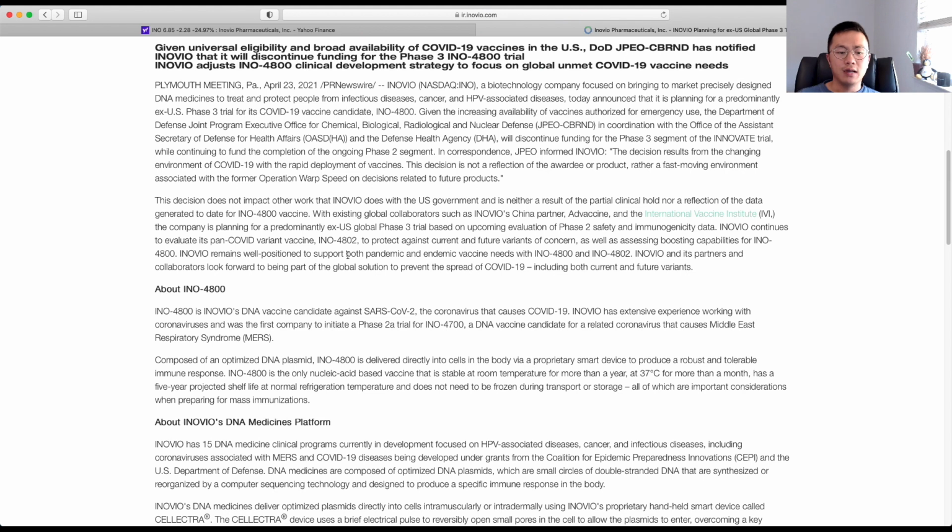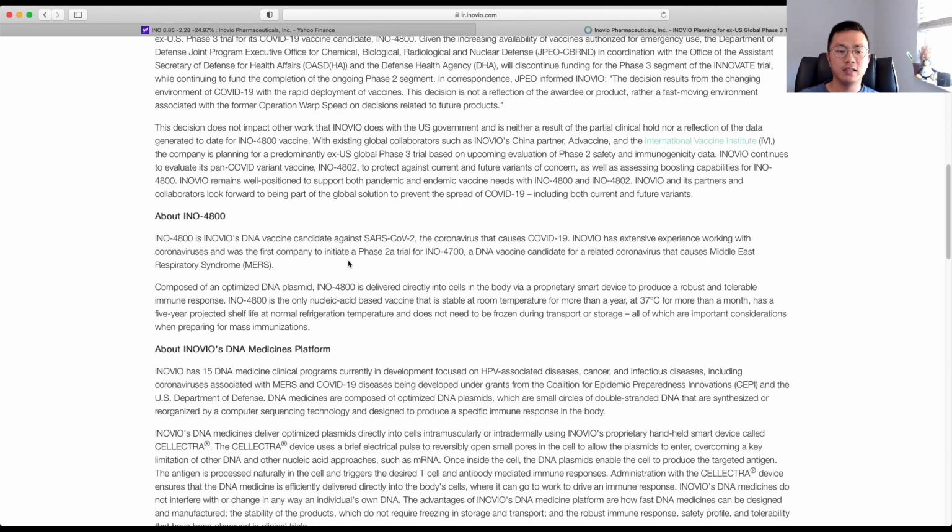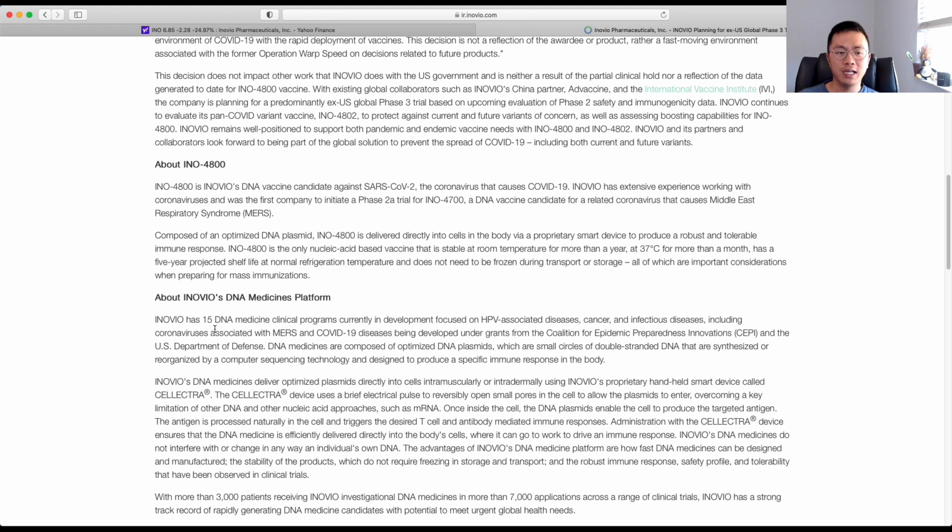This is why I firmly believe currently with Inovio Pharmaceuticals, it can grow in its share price and is definitely undervalued at this time. And as you can see here, Inovio has 15 DNA medicine clinical programs currently in development focused on HPV associated diseases, cancer, and infectious diseases, including coronavirus associated with MERS and Covid-19 diseases being developed under grants from CEPI and the US Department of Defense.